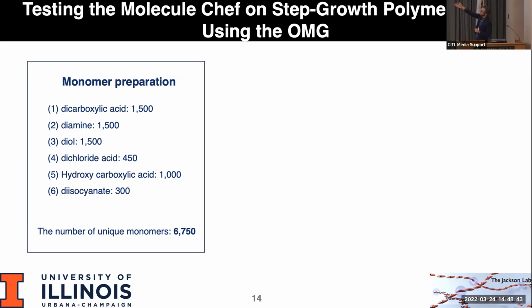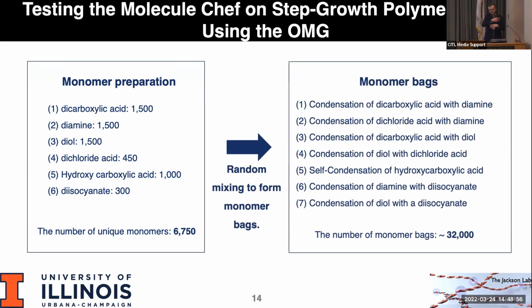You take a set of all of the different monomers, all the different reactants from the different canonical chemical structures. You form about 6,000, 7,000 unique sets of monomers, and then you randomly mix them together to form monomer bags that you're going to feed to your molecule chef algorithm. So we've taken a small subsampling of our entire chemical space. We are going to train a generative model to learn the chemical structure of the reactants in that space. So now we have, say, 32,000 monomer bags that are combined according to these condensation rules.